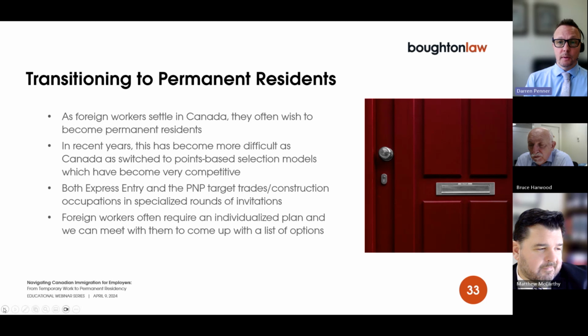What I find we need to do these days is meet with people individually. So if you have workers who are stressed about the PR process, they don't know how they're going to do it, the best thing they can do usually is book a consultation with us, because then we review their specific circumstances, their past work and experience, and all their other qualifications, and we come up with an individualized plan for them. Oftentimes we don't have a surefire way in, but we can at least look at the odds and have a few different options they can go if they need to.